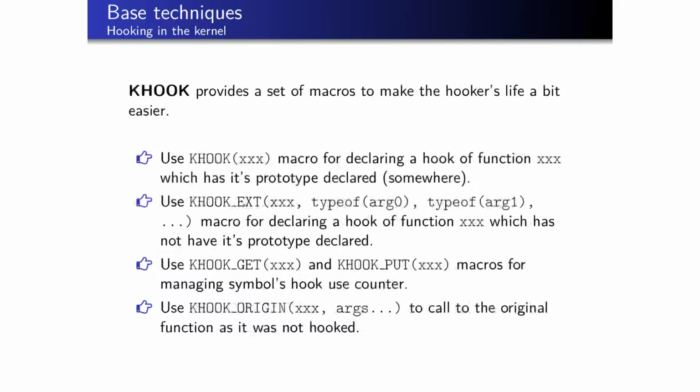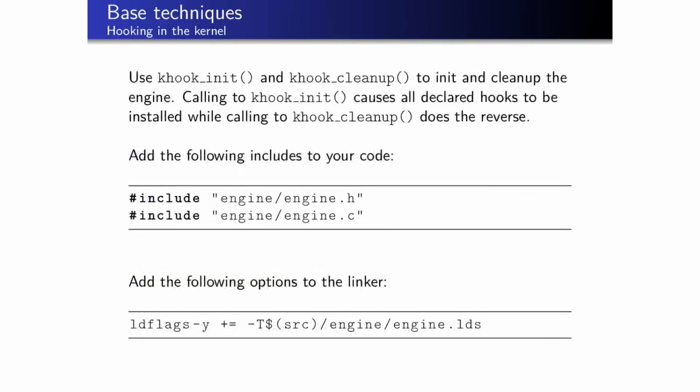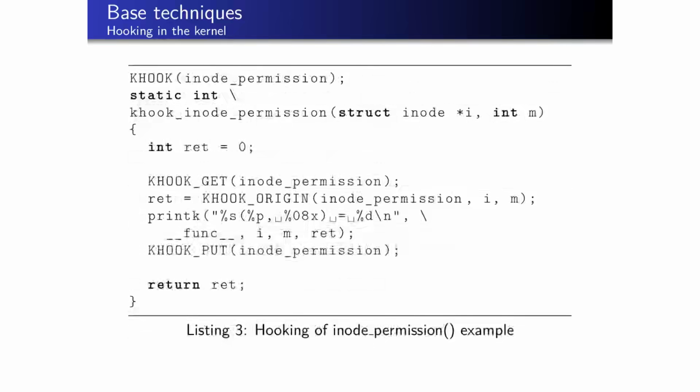It's very easy to use because you just declare the function that you are hooking, declare the evil function below, and use these macros to do the hook, to fork the flow, to change the flow. This can be used easily by adding two lines of include files and just modifying the LD flags of the linker. This is an example in C of how this library can be used.